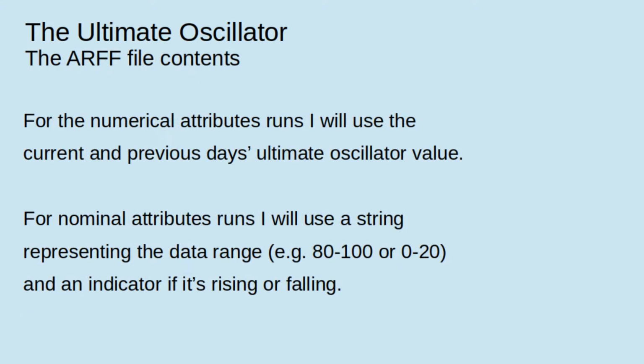I will present 2 ultimate oscillator examples, one with all numerical attributes. The ARFF file contents will be the current and previous day's ultimate oscillator value along with the percentage change as the classification attribute. And then in the final example, all the attributes will be nominal string values representing a data range for the current date and the previous date, for example 80 to 100% or 0 to 20%, and an indicator also if the value is rising or falling.